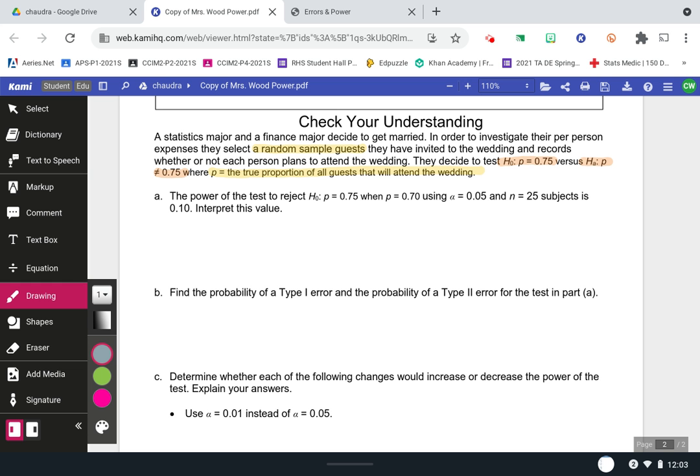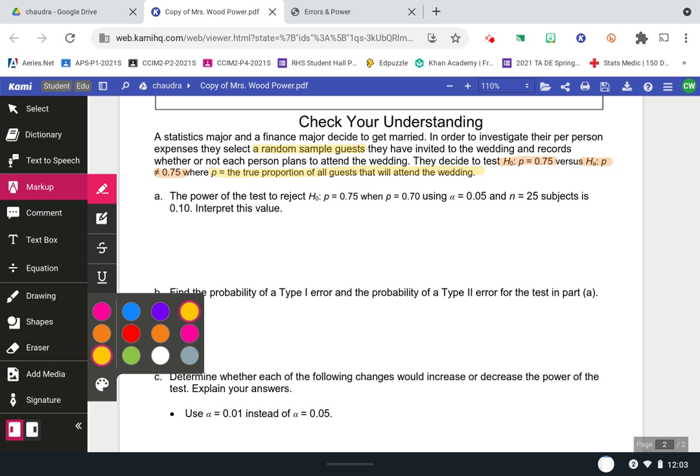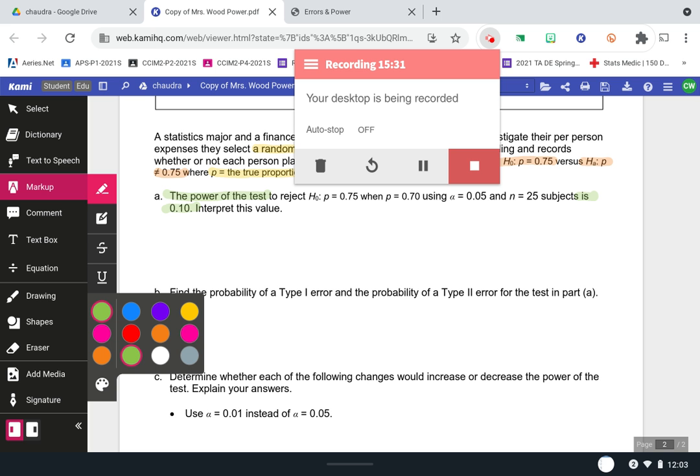So more information. Part A says the power of the test to reject the null, when the true proportion is actually 0.7, using a significance level of 5% and 25 for our sample size, is 10%. That was a lot of loaded information in the middle of that sentence. So I'm going to highlight what the question truly is. The power of the test is 10%. And then we are going to go through and interpret that.